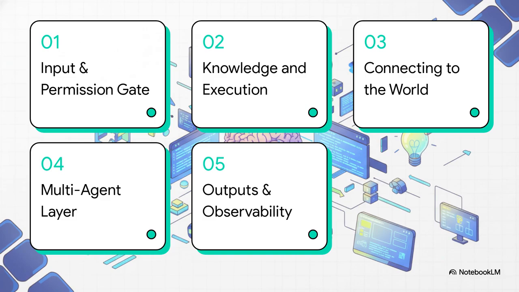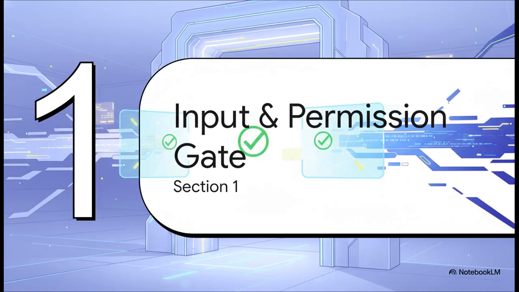Here is our roadmap for the journey. We'll start at number 1, input and the permission gate. Then we'll move right into number 2, the engine, which covers knowledge and execution. Number 3 is connecting to the world. Number 4, unlocking the multi-agent layer. And finally, number 5, outputs, memory, and observability. All right, let's kick things off with section 1, input and the permission gate.